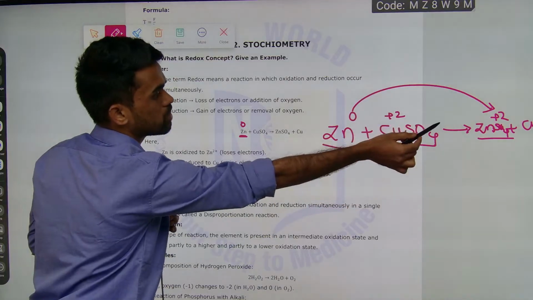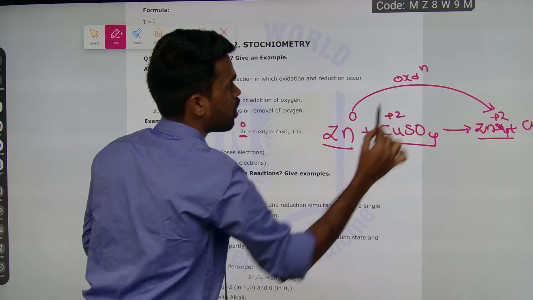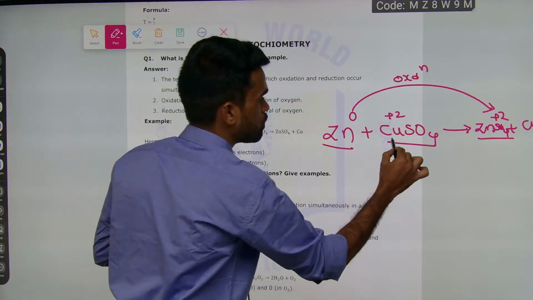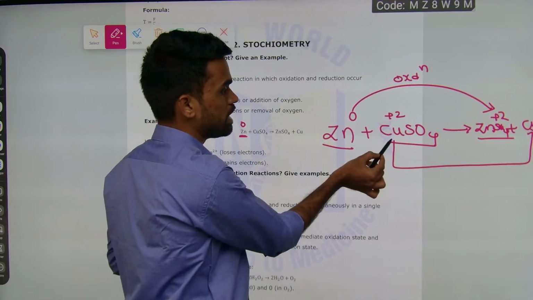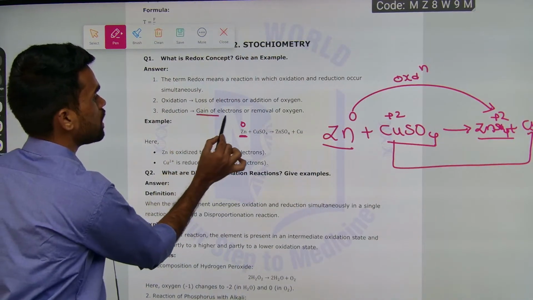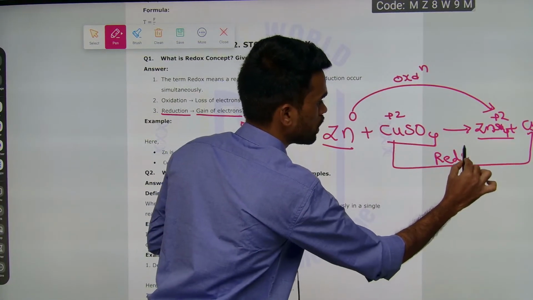Zinc is losing the electrons now, so you can say this process is the oxidation process. Whereas copper +2 ion is gaining electrons to convert into copper. See, gain of electrons is called reduction, so this is called reduction. Okay, I hope you got it.